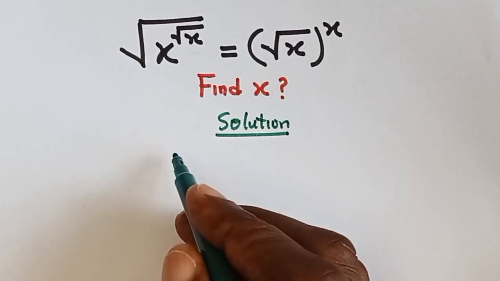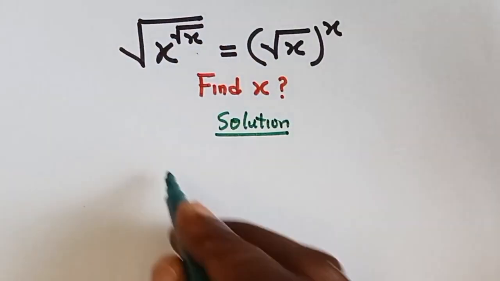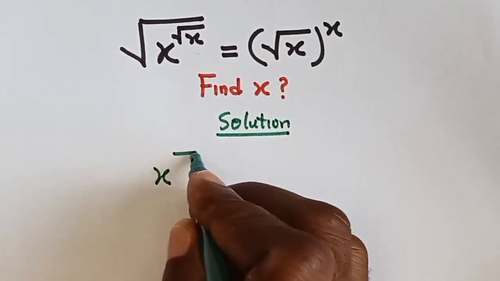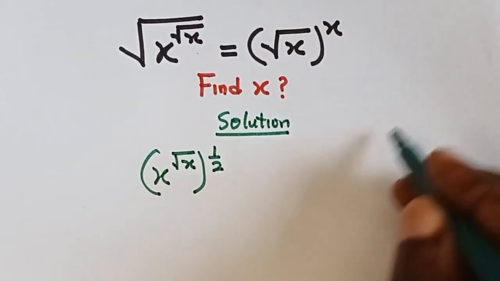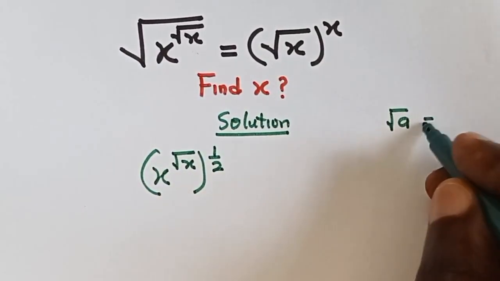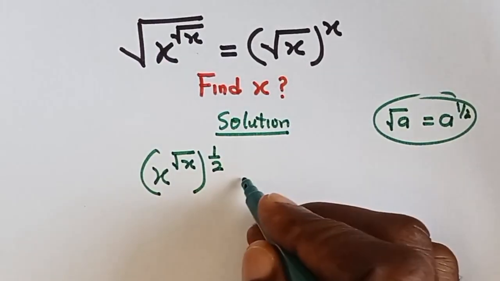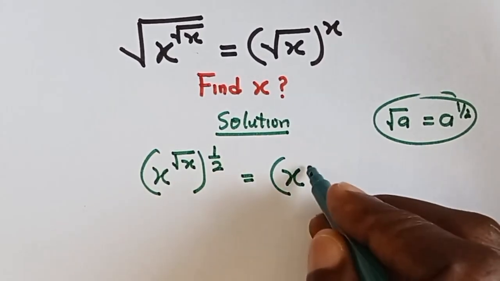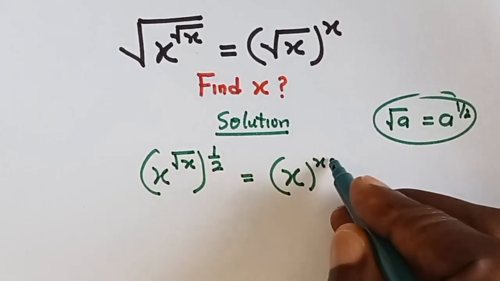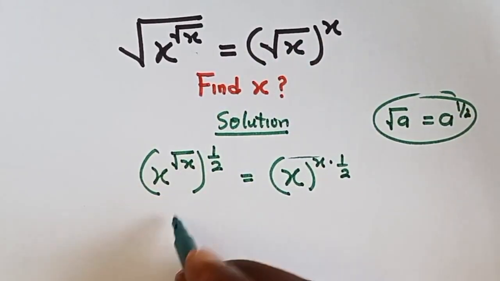We have square root of x raised to the power square root of x, and another way to write this is x raised to the power root x, then everything raised to the power 1 over 2, right? Because if you have root of a, it becomes a raised to the power 1 over 2. So that's what I've applied here, equals, here too we have x raised to the power x multiplied by 1 over 2, which is square root of x that we have here. So we can multiply this.